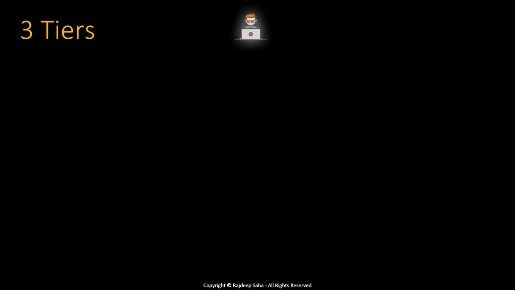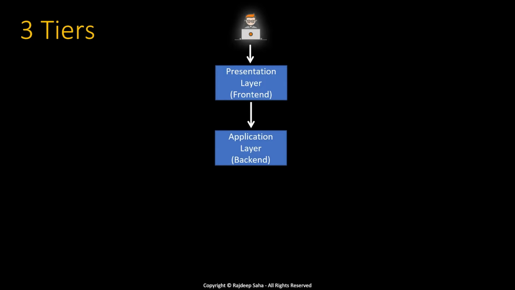So first things first, why is this called three tiers? Because this architecture has three distinct layers or tiers. So the user accesses your application using a front end or presentation layer, and this presentation layer interacts with the application layer or backend, and this application layer or the backend saves and retrieves information from the database as needed. These three distinct layers or tiers, presentation layer or front end, application layer or back end, and database, is the reason this architecture is called three tiers.